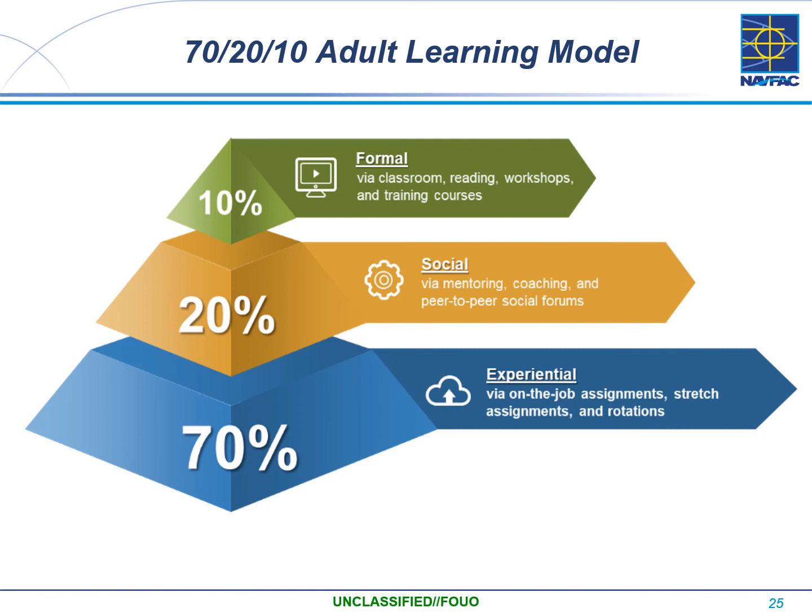And then 70%, experiential, on-the-job training. That can be direct assignments, stretch assignments, or it can even be details and rotations. But what you're doing is you're actually putting your hands on, or you're doing the tasks of whatever it is that you're trying to learn, so that you have that first-hand experience.